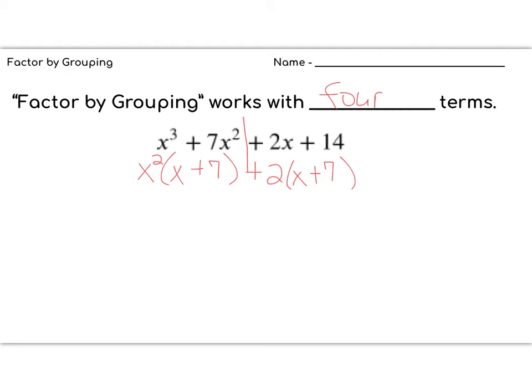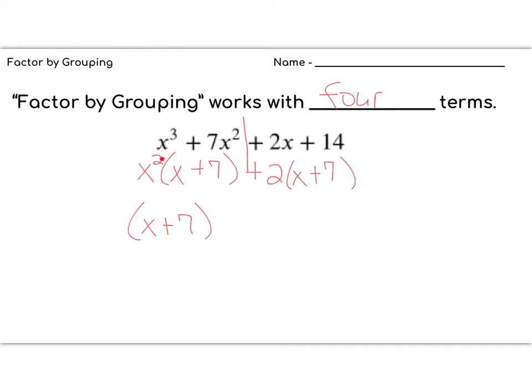And what happens when you factor by grouping, what should happen for this to work, is that you have a term that is common to this part and this part. We have a binomial that's common to this part and this part. So since this x plus 7 is common to both, I can now undistribute it. I can bring that x plus 7 to the outside, and it needs to be in parentheses.